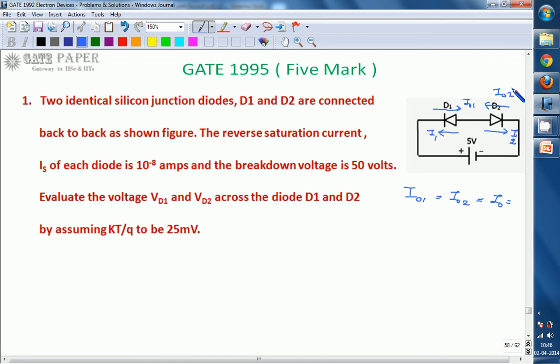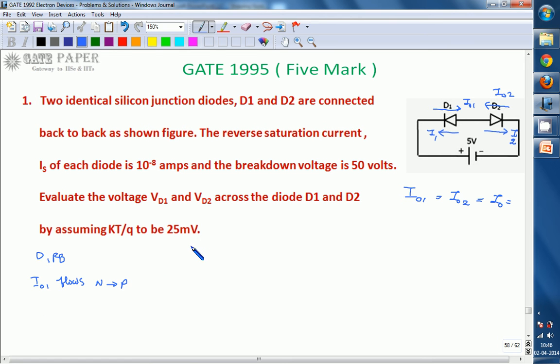Okay, now 5 volts is applied across both the diodes. For the D1 diode, the N side is connected with the positive terminal of the plus 5 volts, so D1 becomes reverse bias. D1 being reverse bias means under reverse bias only the reverse saturation current flows, that implies I01 flows only. I0 flows from N to P of D1.